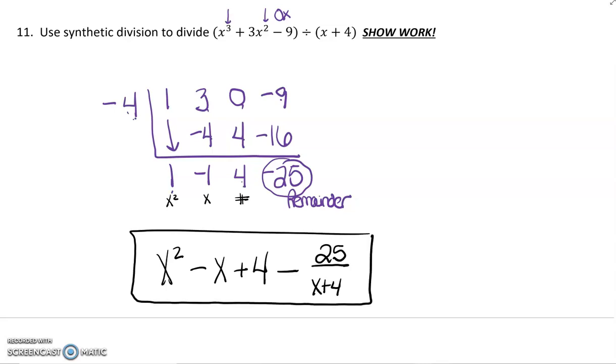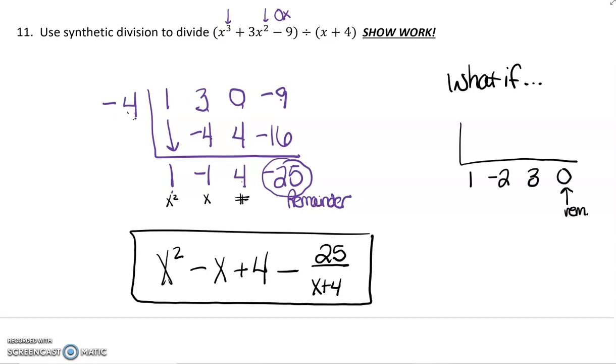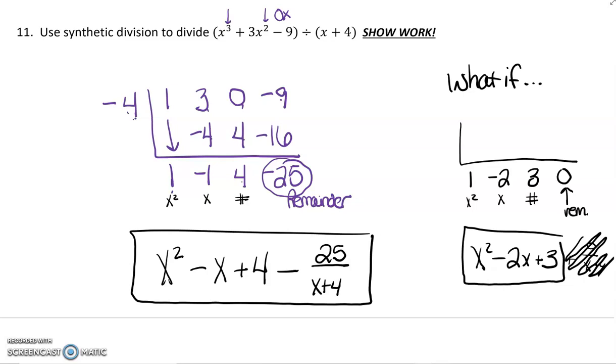Now, since I have a few extra minutes, what if we do the synthetic division and we end up with, I don't know, 1, negative 2, 3, 0. This would be the remainder. There'd be no remainder. The 3 would be the number term. The negative 2 would be the x term. The 1 would be the x squared term. Your answer for this what if scenario would be x squared minus 2x plus 3. And because the remainder is 0, you don't need to write the remainder term when the remainder is 0. You would just have those 3 terms.